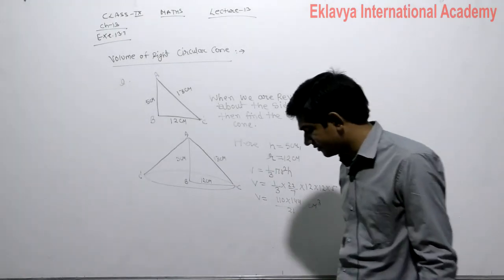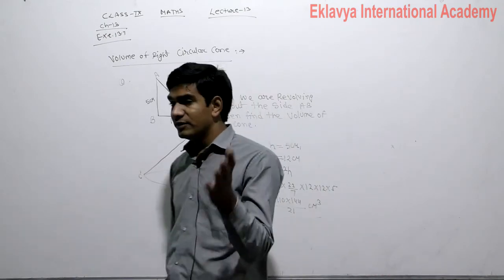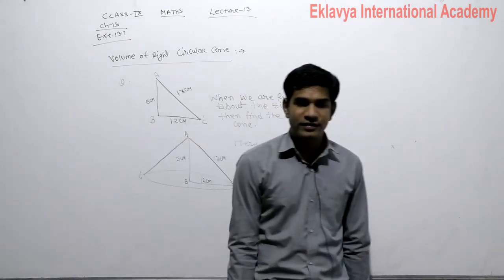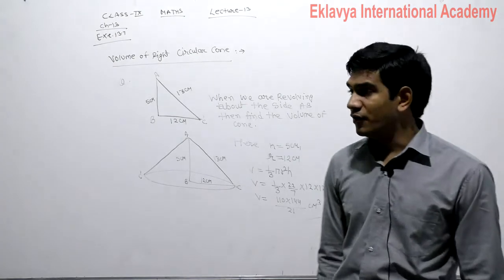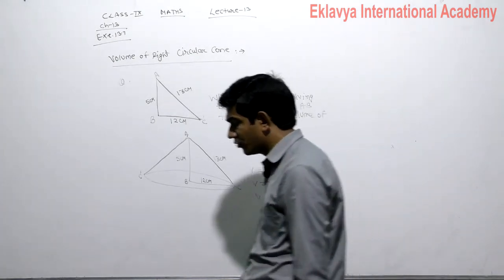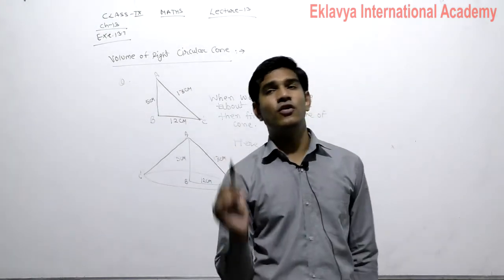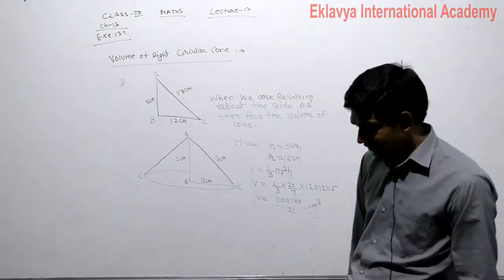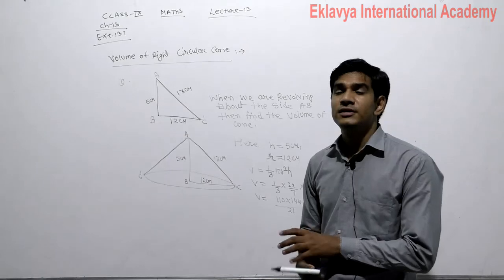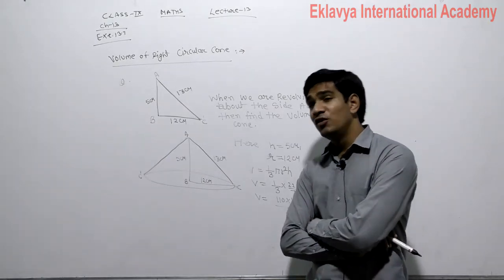और many more questions क्या हो सकते हैं आपके पास? Suppose the total surface area of the cone is given to you and the curved surface area of the cone is also given to you. Then find the volume of the cone. TSA of cone is given, CSA of cone is given. Then how we will find out the volume of the cone?